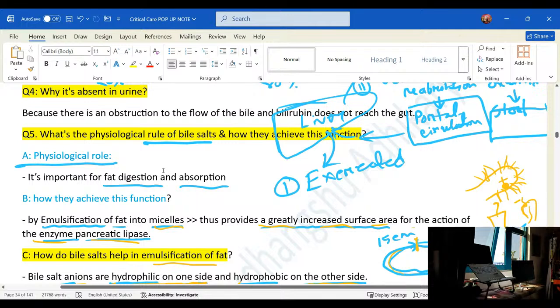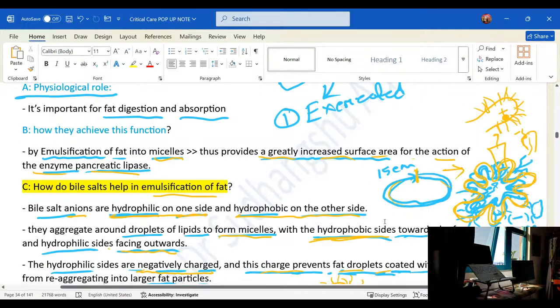Bile salt helps in fat digestion and absorption by emulsification of fat into micelles, thus providing an increased surface area for the action of the enzyme pancreatic lipase. It is important for fat digestion and absorption. How do they do this? By emulsification of fat into micelles, which increases the surface area for the action of the pancreatic lipase enzyme.